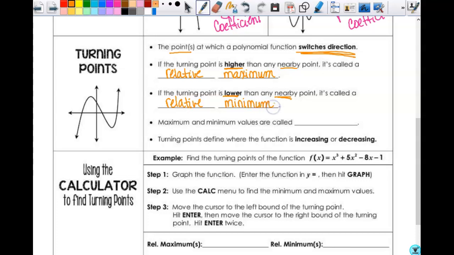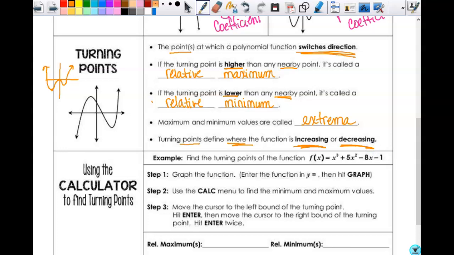We could still talk about absolute maximums and minimums. This particular graph doesn't have one. But if I made one that looked like this, then yeah, I could still have an absolute minimum. But remember, it's also called a relative minimum. Okay. And then maximum and minimum values together are called extrema. That is plural for extreme. And then your turning points define where the function is increasing or decreasing, where it's changing that.